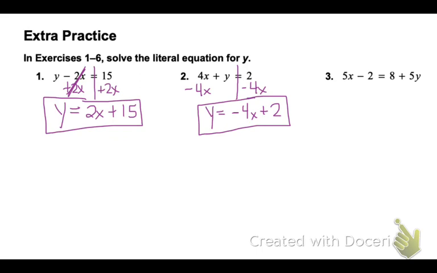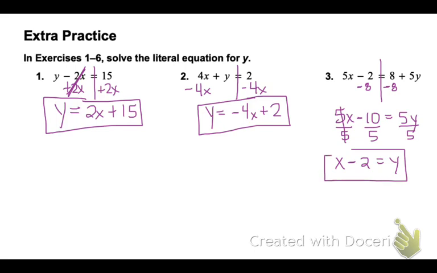On number 3, we're solving for y, and that's all the way over here on the right. So the easiest thing to do would be to subtract 8 from both sides, and we can only subtract it from the like term. So we'll get 5x minus 10 is equal to 5y. Since we're solving for y, the last step is divide by 5, and everything gets divided by 5. So this cancels. x minus 2 is equal to y, and you can leave it like that, or you can rewrite it as y is equal to x minus 2.